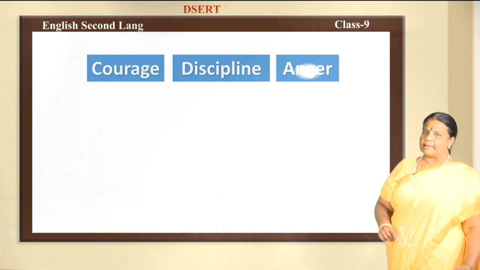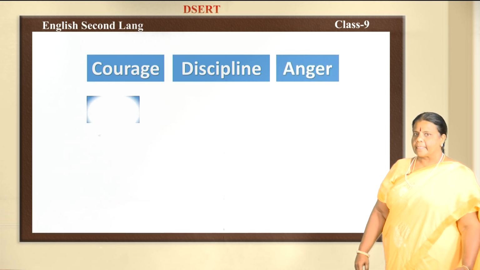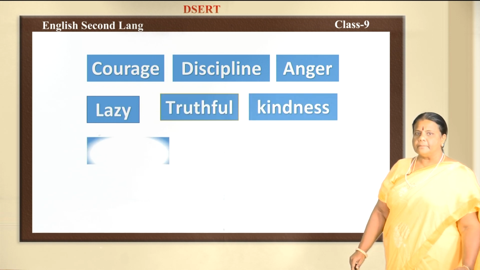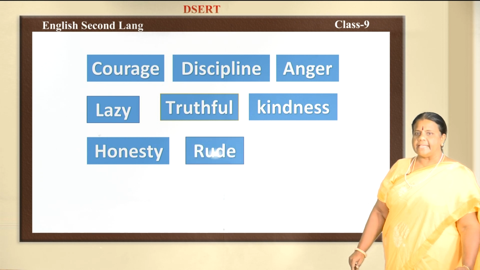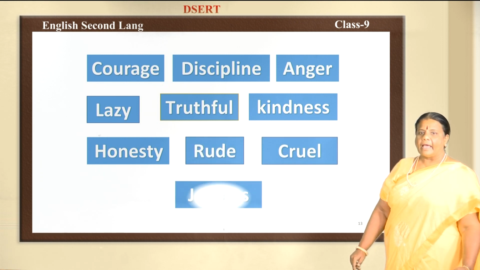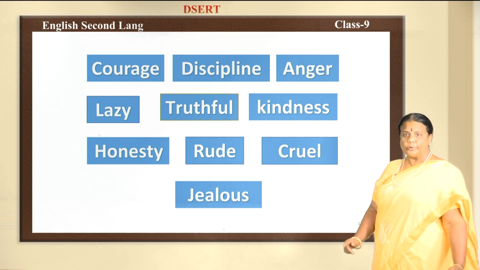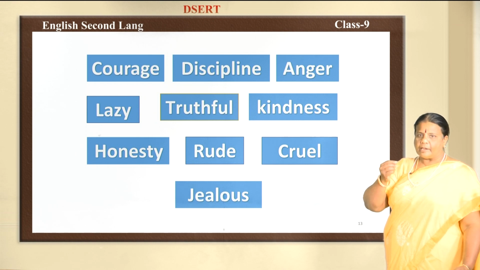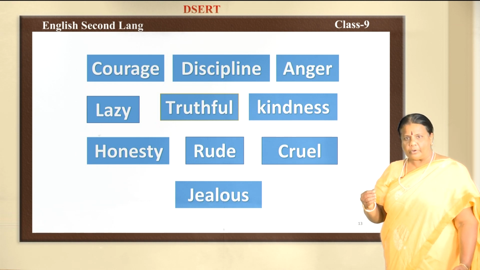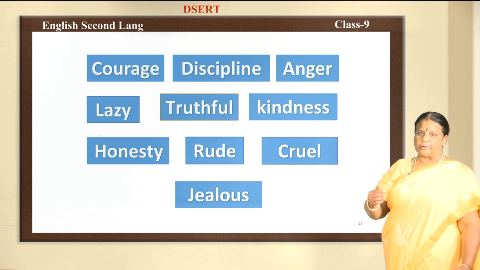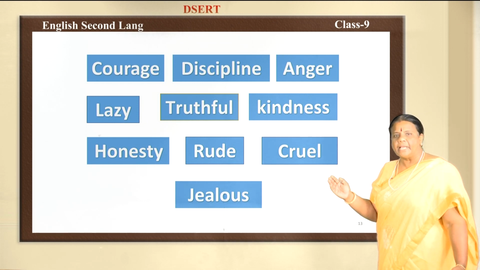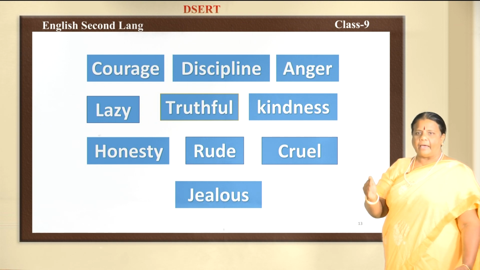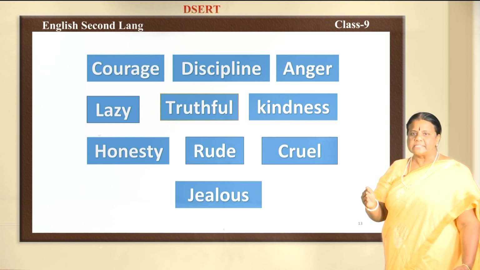Now coming to the next, children, you have got an activity to do. Here you can see some words such as courage, discipline, anger, lazy, truthful, kindness, honesty, rude, cruel and jealous. Take a pen and write down all these words in your notebook and try to classify them into desirable and not desirable qualities. Is it clear? Learn the meanings of these words from a dictionary and try to do this work.